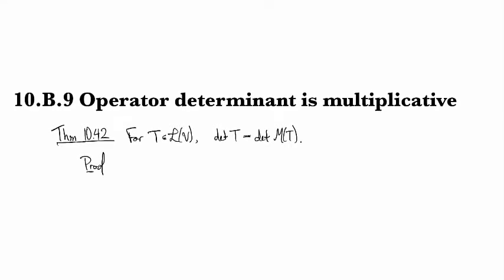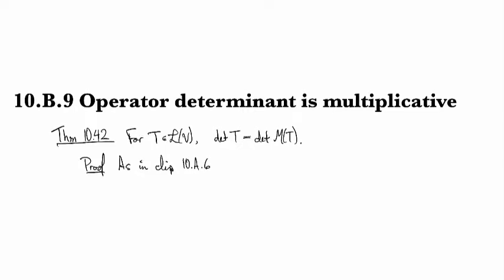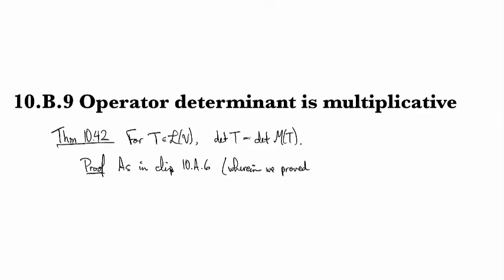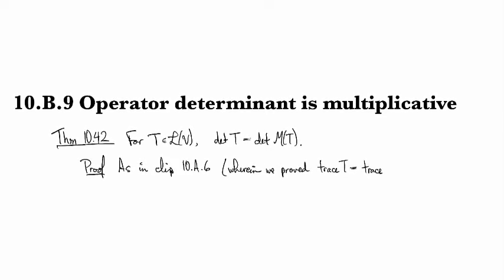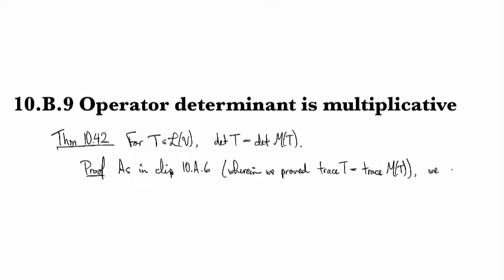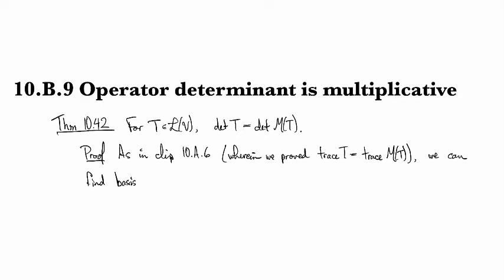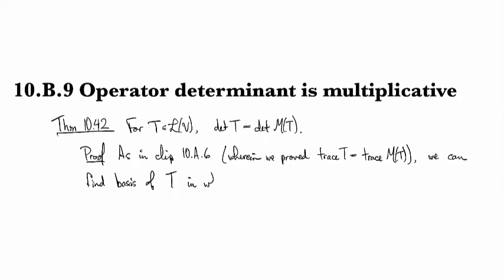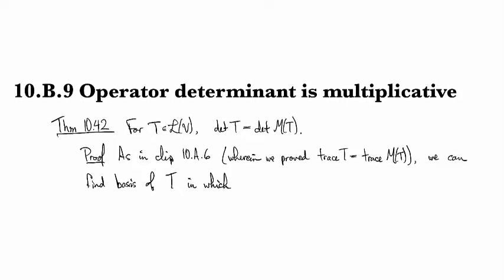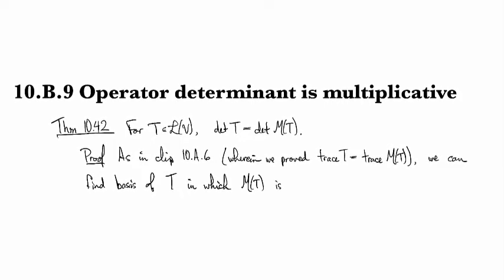So for the proof, as in clip 10.A.6, wherein we proved that the analogous result holds for trace, namely that the trace of T is equal to the trace of the matrix of T, we can find a basis of T in which the matrix M(T) is upper triangular.